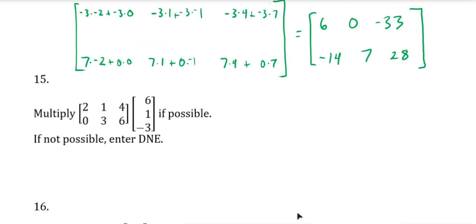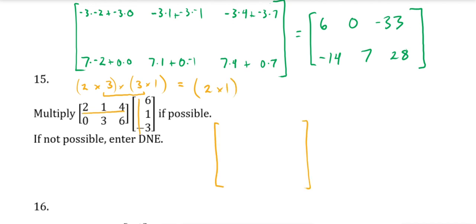Is multiplication possible for number 15? Well, this is a 2 by 3 matrix, and this is a 3 by 1 matrix. So yes, these middle numbers match. Matrix multiplication is possible, and our result is going to be a 2 by 1 matrix. That is to say, 2 rows, 1 column.